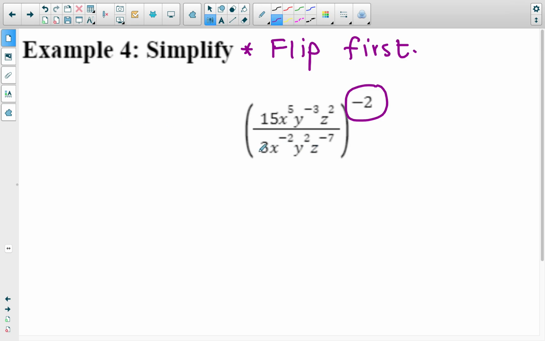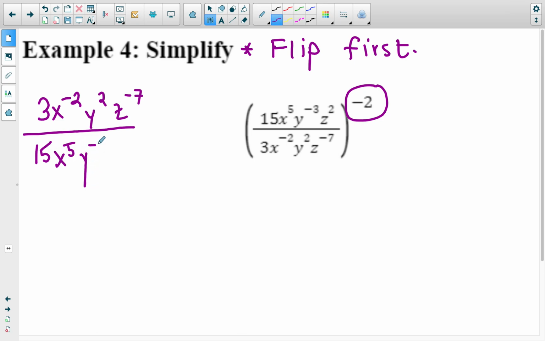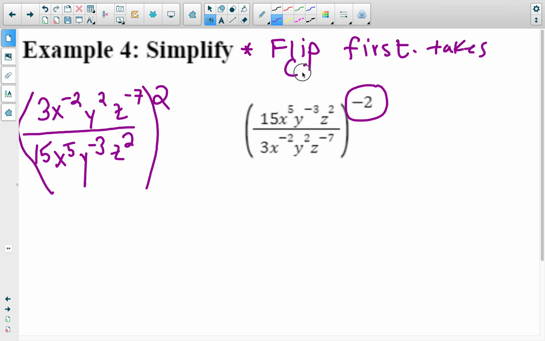Okay, so this denominator, 3x to the negative second, y squared z to the negative seventh, that's going to become our numerator. Before we do anything else, that's what we're going to do. 3x to the negative second, y squared z to the negative seventh over this 15. So now your numerator goes to the denominator, 15x to the fifth. All the exponent signs are going to stay the same right now. Okay, in this step. And then now all of this, instead of being to the negative second power, is to the positive second power. So the act of flipping first takes care of the negative. And then now we just go on like we would, okay?